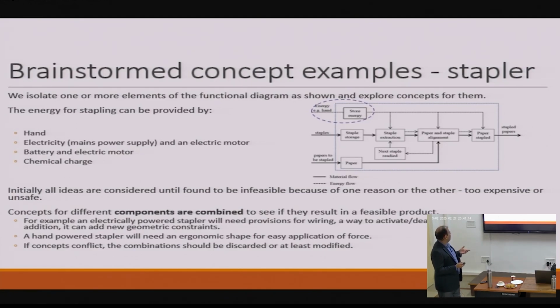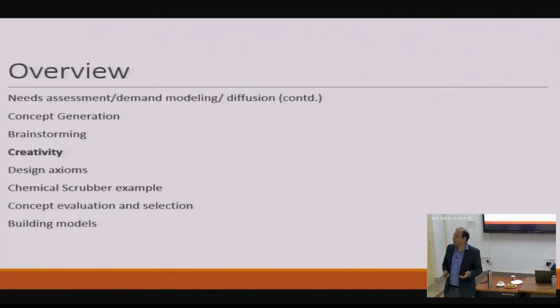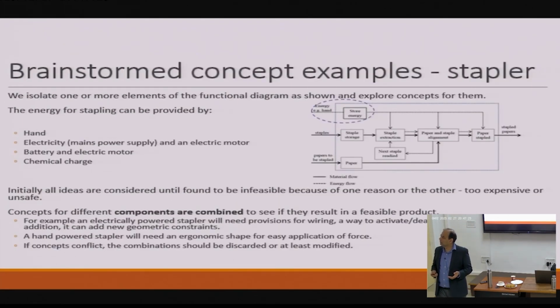And if concepts conflict, the combination could be discarded or modified. This doesn't work with that. Okay, so modify this, modify that, or come up with a new design. So, yeah, energy storage was one. We already talked about different ways of stapling. Large copiers, right? Copying machines can staple papers now, right? You've seen that they do a tremendous job.